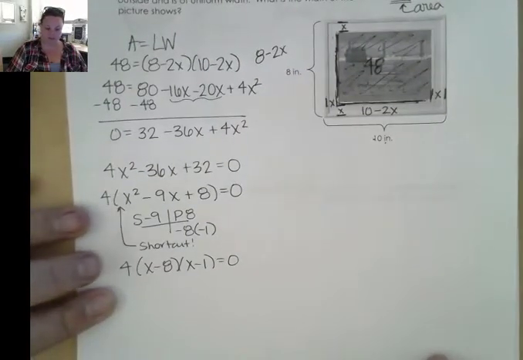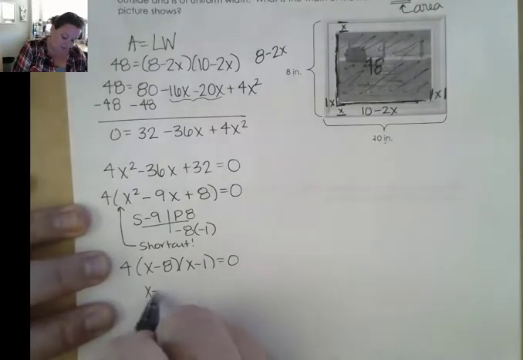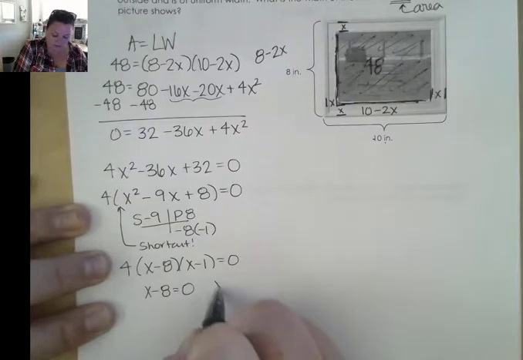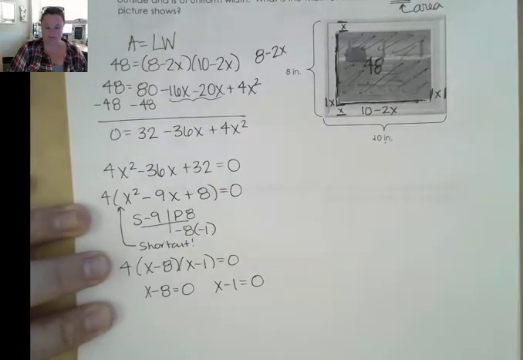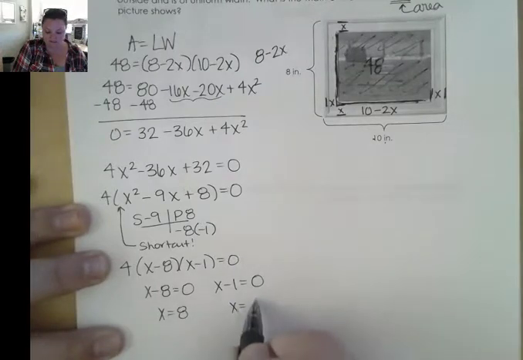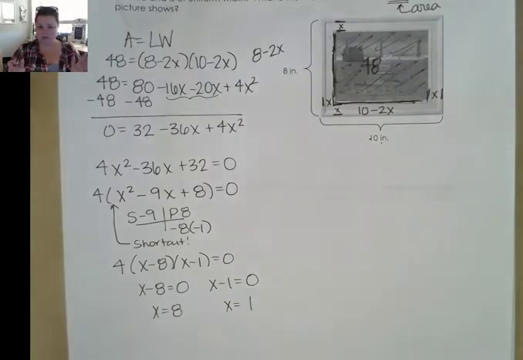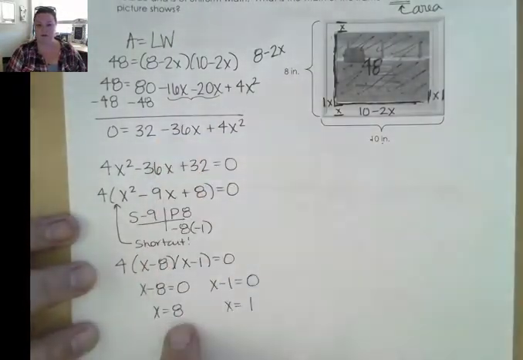Now in this case, when I'm solving, I don't have to set 4 equal to 0 because it doesn't have a variable. So this just means x minus 8 equals 0 or x minus 1 equals 0. I move my 8 over, which gives me x equals 8. I move my 1 over, which gives me x equals 1. So I'm getting 2 possible solutions that solve this equation, right?